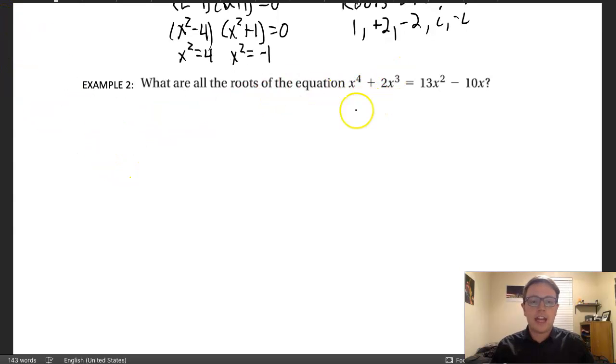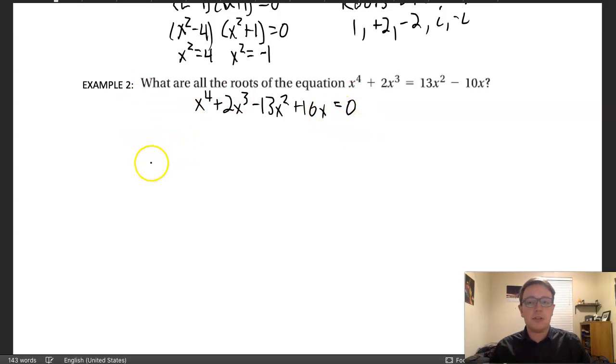We're trying to find the roots of x to the 4th plus 2x cubed is equal to 13x squared minus 10x. What's our first step here? Well, we need this to be equal to 0, so let's go ahead and start there. So we're going to change this to x to the 4th plus 2x cubed minus 13x squared plus 10x. Now here's the next question. How many roots are we going to be looking for here? Well, our degree for this is 4. We have x to the 4, meaning we have 4 roots.